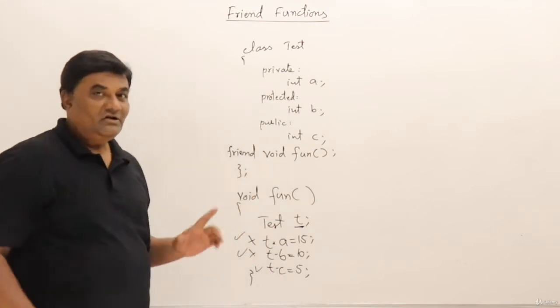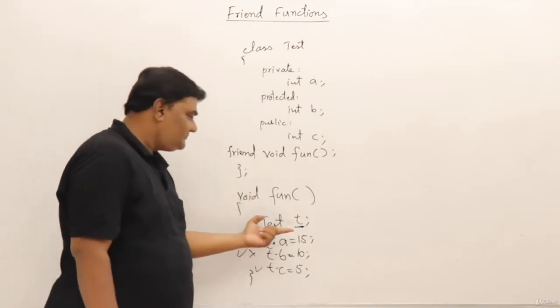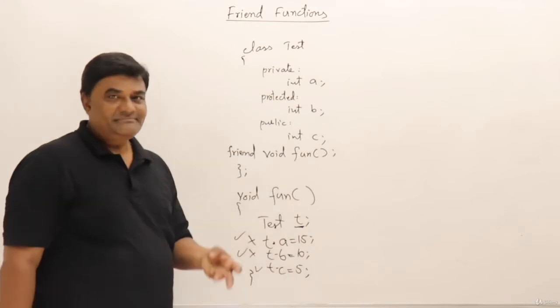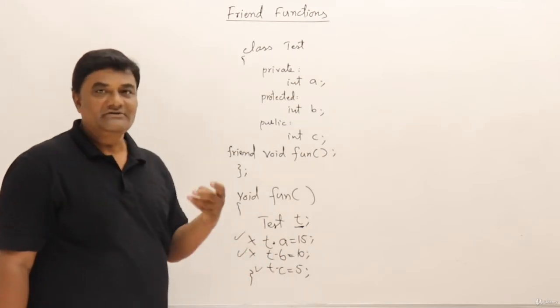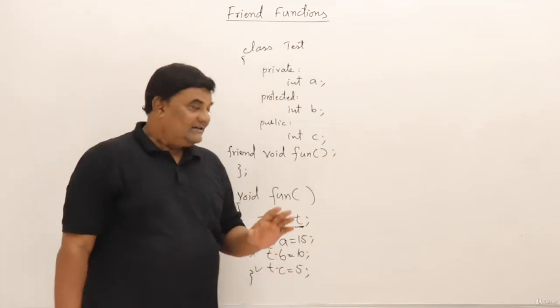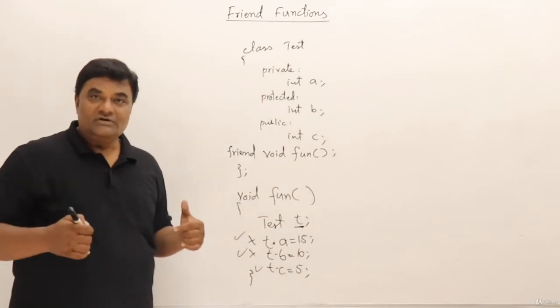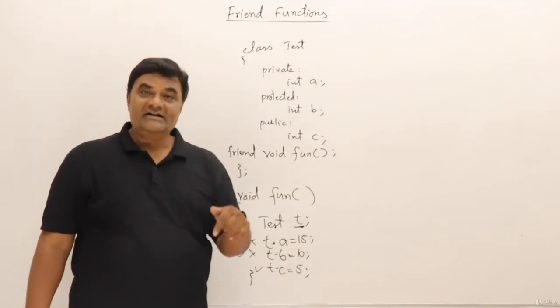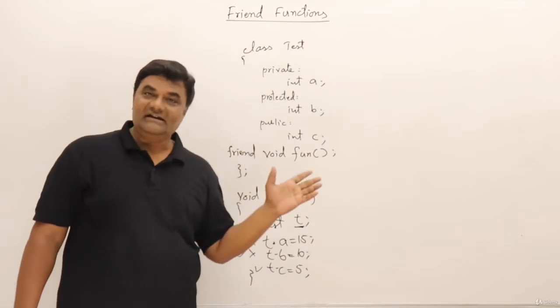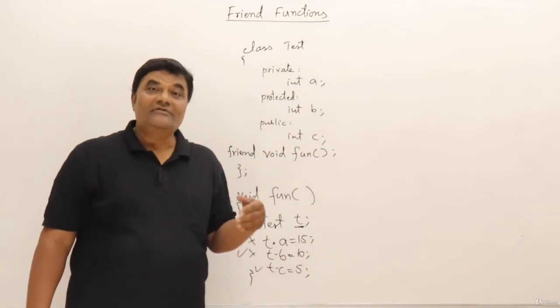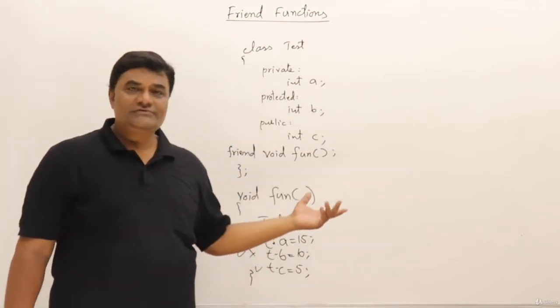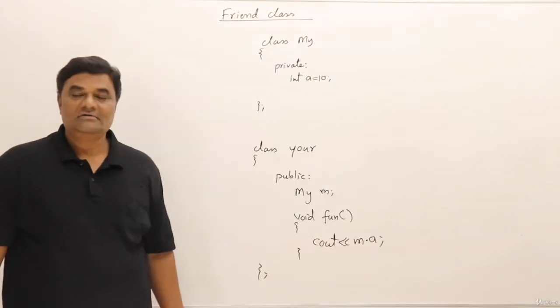So a friend function is a global function, an outside function, which can access all the members of a class upon an object, not directly, upon an object. If the object is there, then it can access private, protected and public members. The class should say that the function, though it doesn't belong to us, is a friend for us. So it can access all the members of our objects. This is useful mostly in operator overloading.